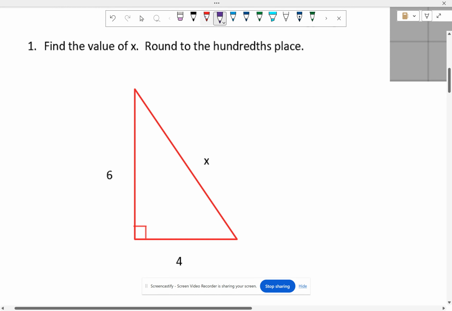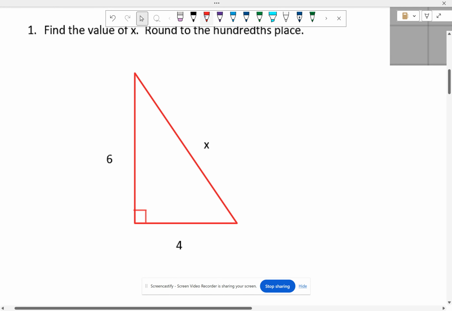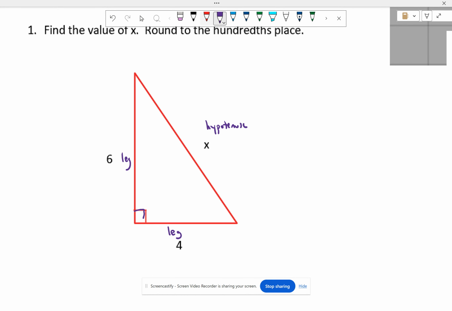So in this particular case, we're given a right triangle. We're given the length of the bottom is 4. The vertical line is 6, and this diagonal line we're trying to find the value of. Now, here's the 90-degree angle, so I have two legs here. I have the leg that's length 4 and the leg that's length 6, and we're trying to find the longest length, which is the hypotenuse.